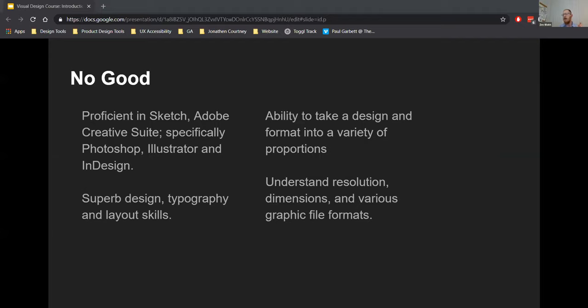So the first is proficiency, or being really good at a program called Sketch, and Adobe Creative Suite, specifically Photoshop, Illustrator, and InDesign. They say that you should have superb design, typography, and layout skills, ability to take a design and format it into a variety of proportions. I think what they mean is a variety of formats. That's phrased oddly. And then understand the different resolution dimensions in various graphic file formats, meaning that they're going to need you to take a design and scale it from an Instagram post to an email to a website banner. So this is a small company.